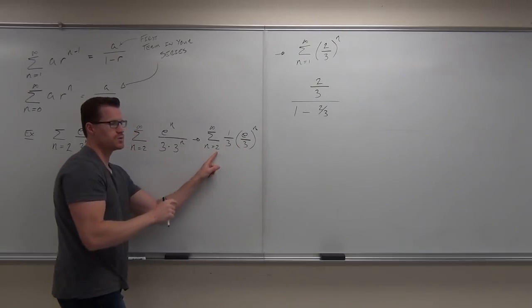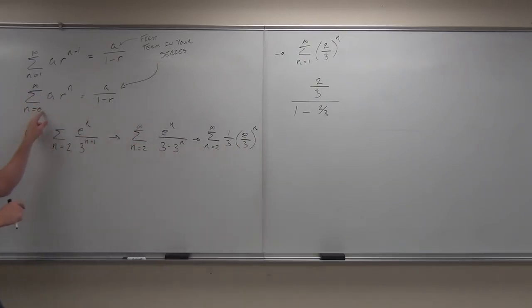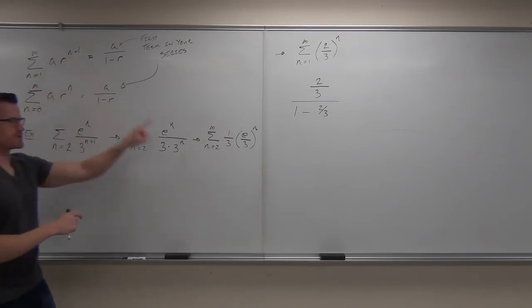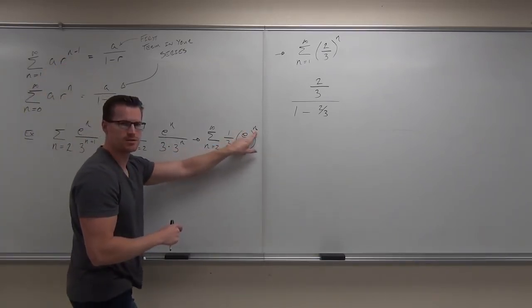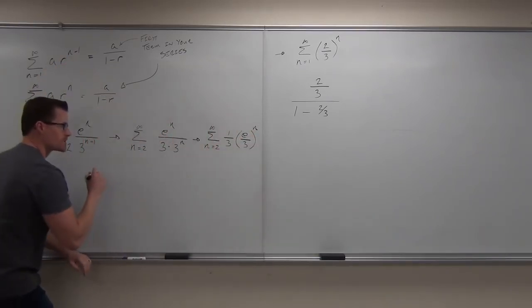So, if this is 0, I need n. If this is 1, I need n minus 1. If this is 2, I need n minus 2. That's it. So, option number 1.